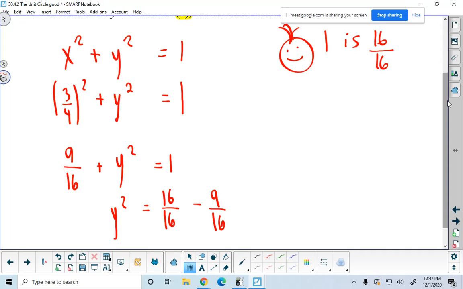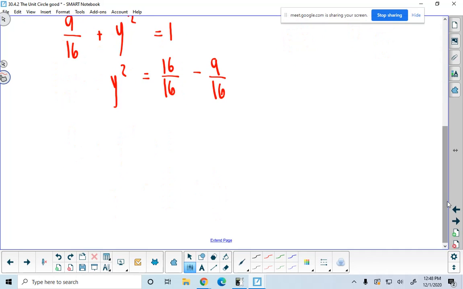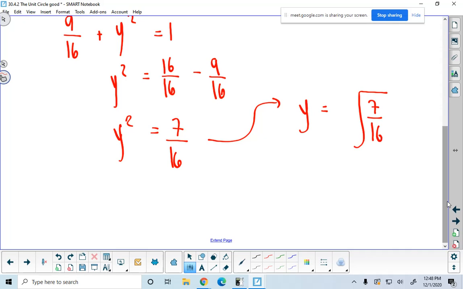And if I had 16 puppies minus 9 puppies, I'm going to have 7 puppies. If I have $16 minus $9, I'm going to have $7. How's my arithmetic so far? Any problem with it? I think that's right. So now what I'm going to get is y squared equals 7/16. So then you take the square root, and you have y equals the square root of 7 over 16. The square root of 7 is just root 7. We don't want to mess with that in decimal form. And the square root of 16 is 4.